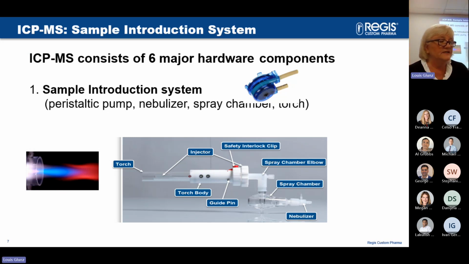The energy that is achieved by the flame in ICP-MS is sufficient to exceed the first ionization potential, so plus one, in almost every element atom in the periodic table. That is very unique about the ICP-MS. So what is happening in the torch? When the sample gets to the torch, it is decomposed, burned, dried, atomized, and ionized. So this is exactly where the ionization process takes place in ICP-MS and produces positively charged ions.